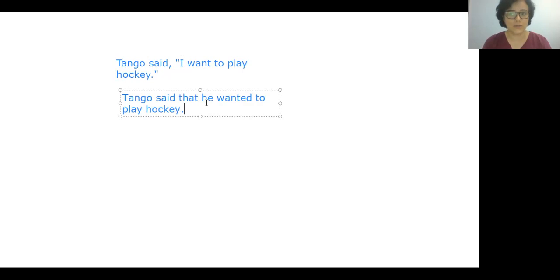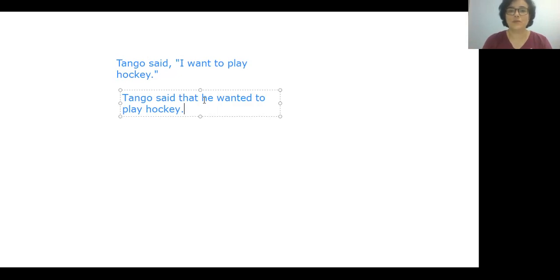It cannot stay as "I". I told you why. Because if it stays as "I", it will be very confusing for the person who is listening. The person will not know whether Tango said he wanted to play hockey or I wanted to play hockey. It's very confusing. So you have to change that to "he". Once you change the pronoun, it becomes very clear who wanted to play hockey, not me. I don't like hockey. But Tango wanted to play hockey.